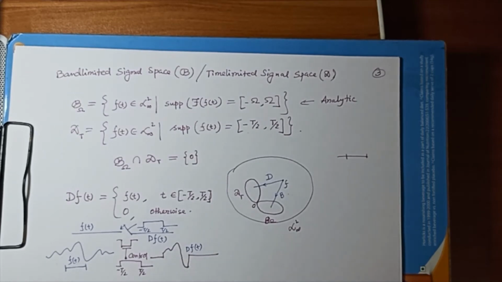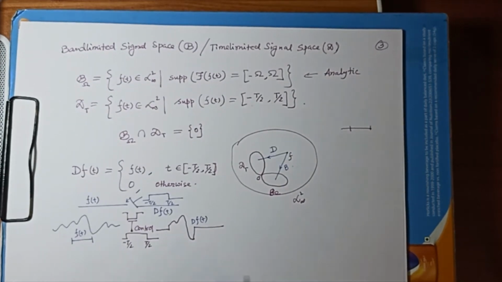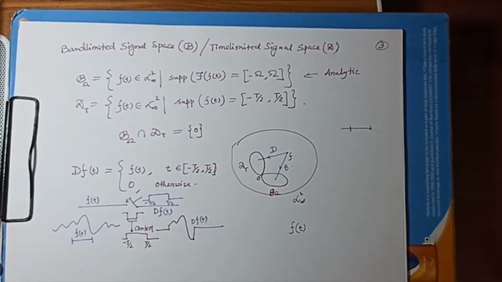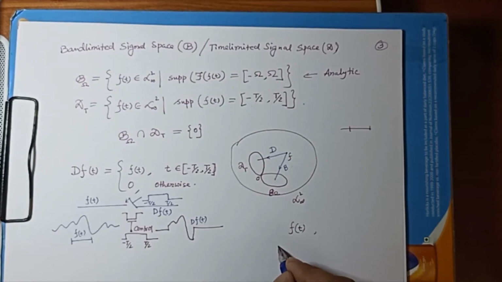What is band limitation? Band limitation is filtering. So for any f(t) which is regular L2 defined between minus infinity and infinity, I define the Fourier transform, say f(omega).